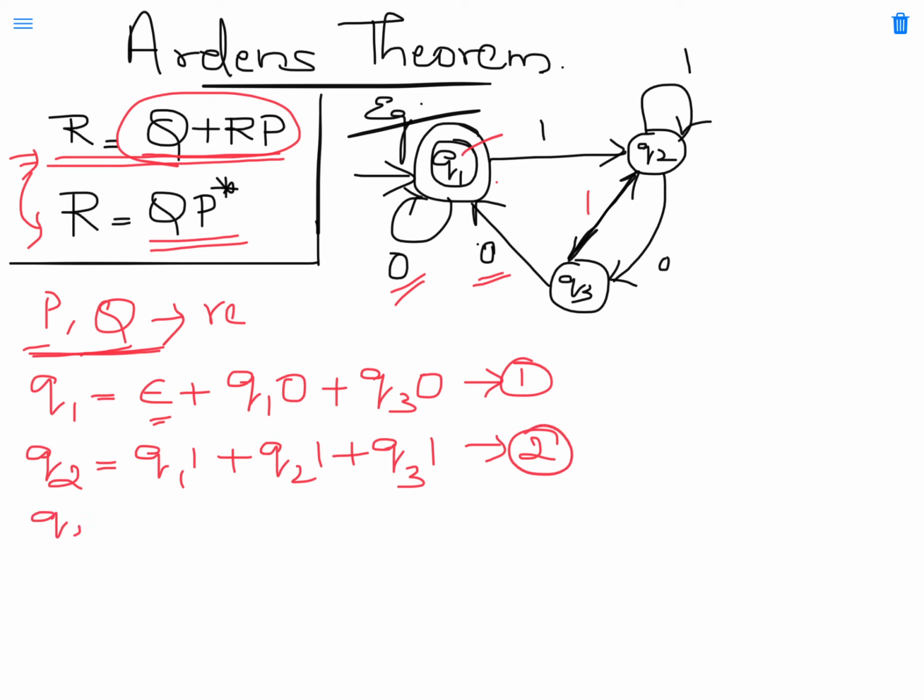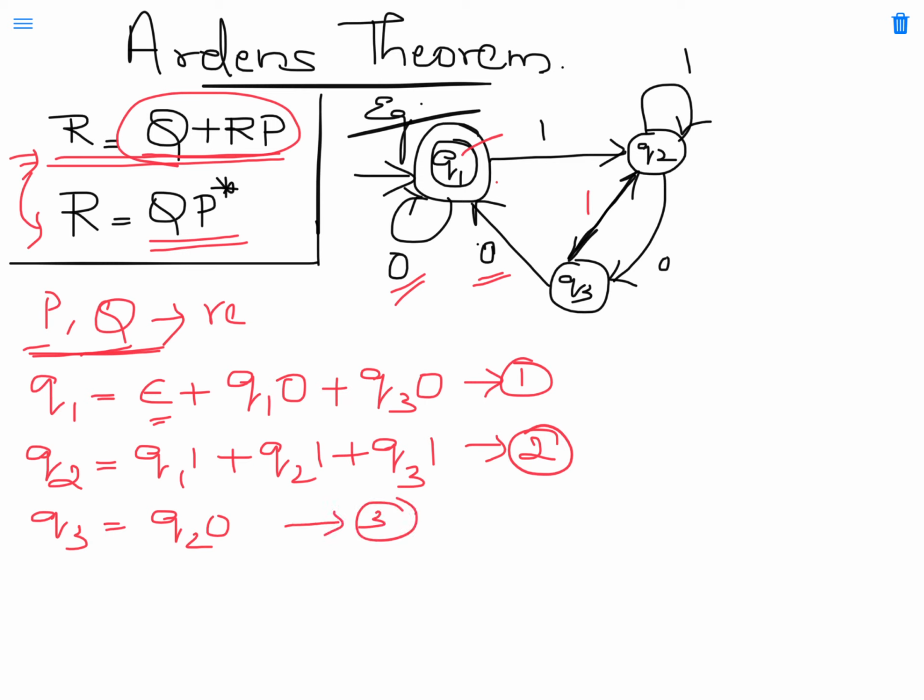Similarly for Q3 also you can write the in transitions, you only have to take the in transitions. So for Q3 only a single in transition is there, that is from Q2 using the input symbol 0. So name this as 3.